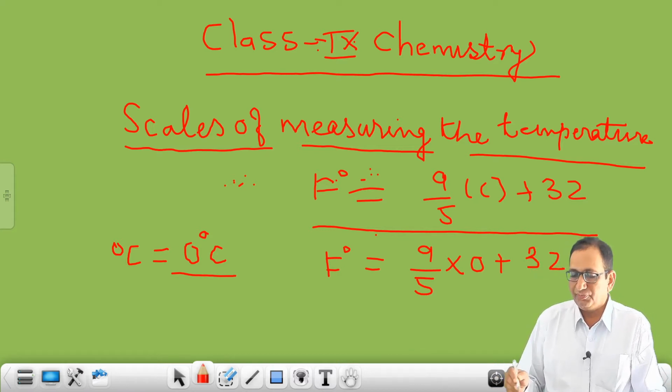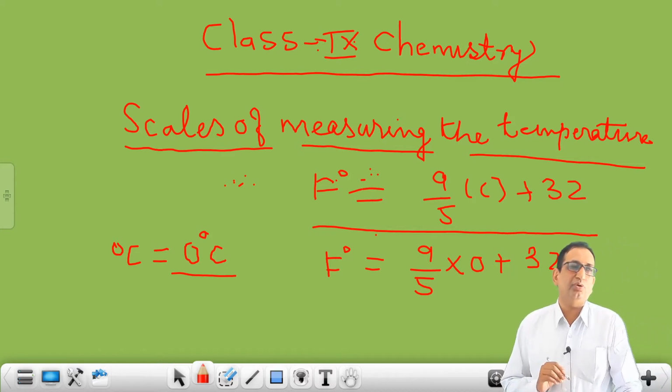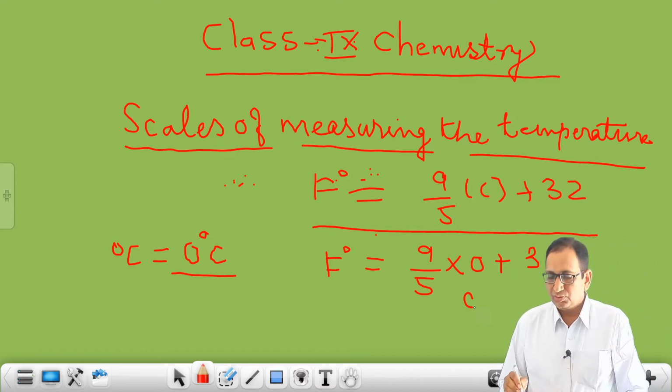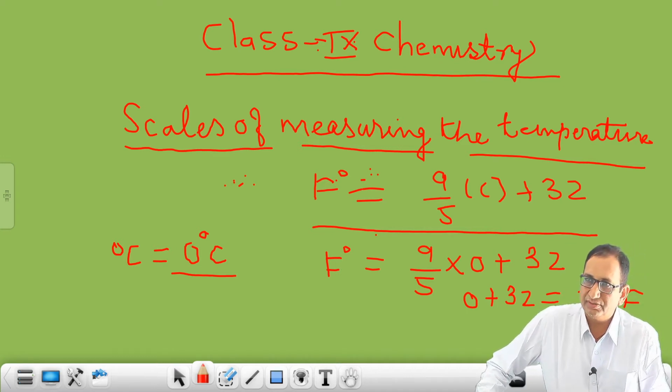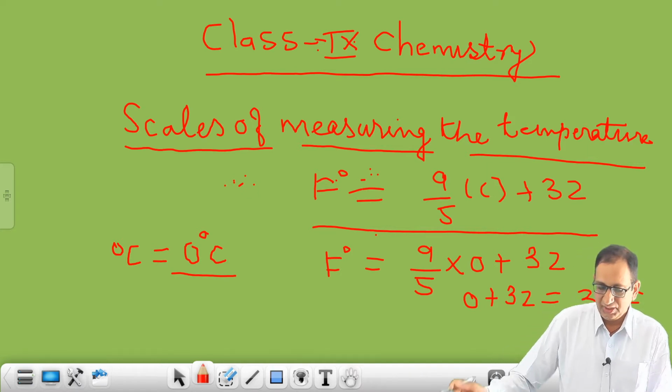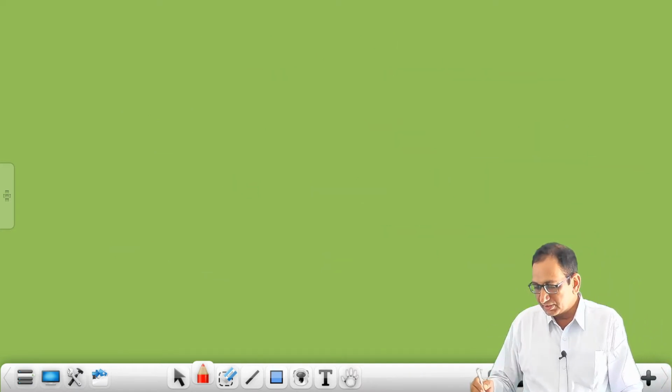Students, if any number is multiplied by 0, its value becomes 0. So here 0 plus 32 gives 32 degree Fahrenheit. It means water freezes at 0 degree Celsius, and water freezes at 32 degree Fahrenheit. In the Celsius scale, water freezes at 0 degree Celsius, and in the Fahrenheit scale, water freezes at 32 degree Fahrenheit. Okay students, now we will see another example.